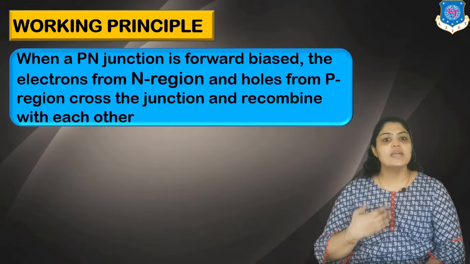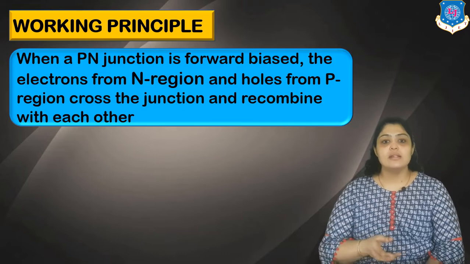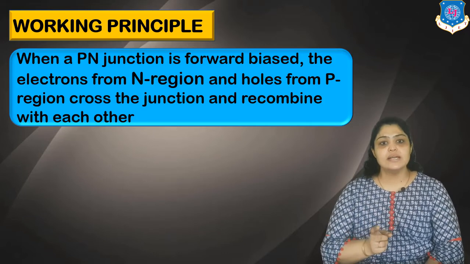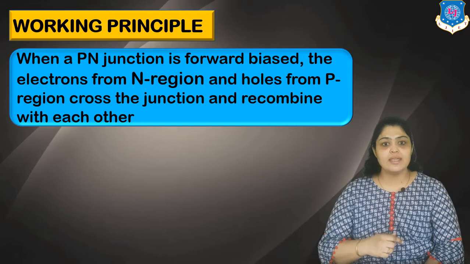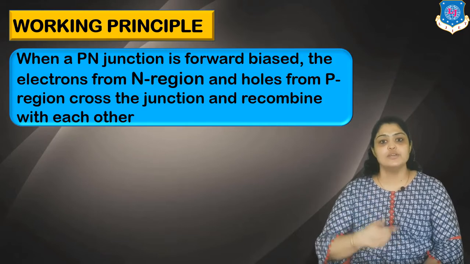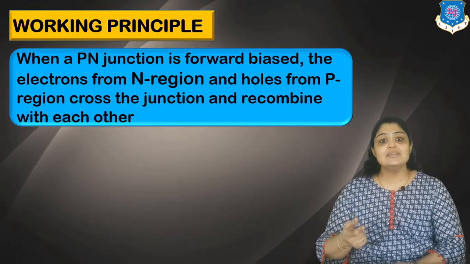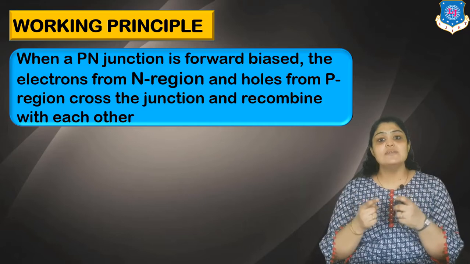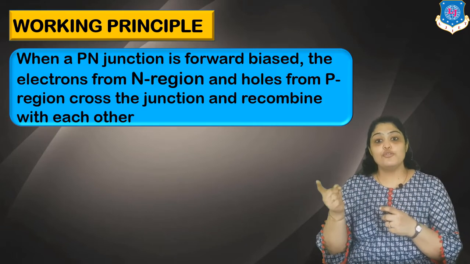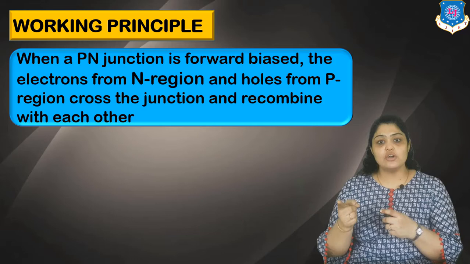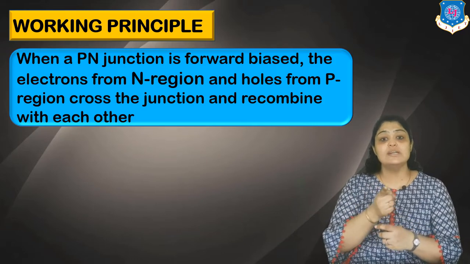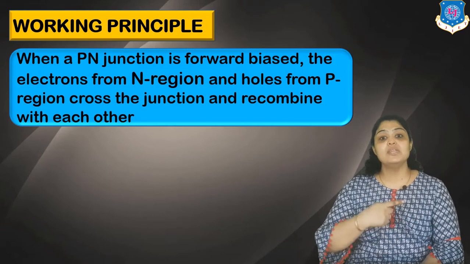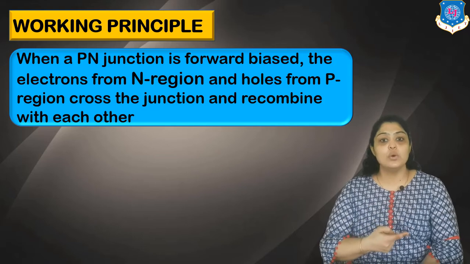How do we connect a diode in forward bias? The P-type semiconductor is connected to the positive of the battery, and the n-type semiconductor is connected to the negative of the battery. So in this case, what happens? The majority carriers will move towards the junction. From the n side, the majority carriers are electrons. They will move towards p, and they will recombine with the majority carriers of p, that is holes.